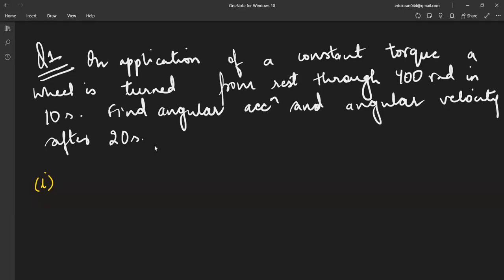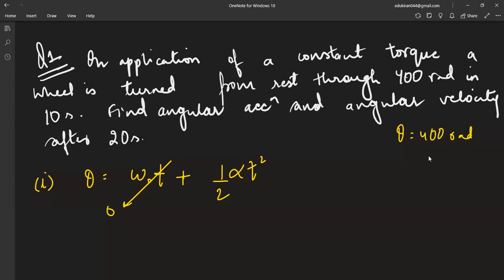First part, angular acceleration. See, theta is equal to omega naught t plus half alpha t square. Initially it is saying from rest, so this becomes 0, because I have to find out angular acceleration. And theta is given, 400 radian, and time is 10 seconds. So the only appropriate equation that was left to use was this.